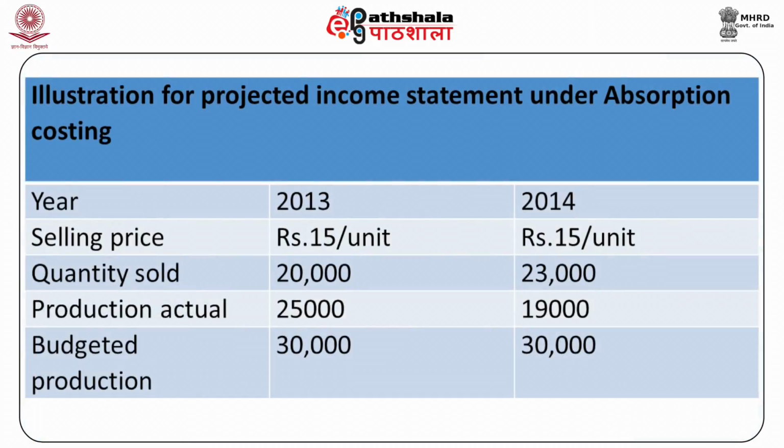Illustration for projected income statement under absorption costing. The years 2013 and 2014. The selling price in 2013 is rupees 15. The quantity sold is 20,000. The production actual is 25,000. The budgeted production is 30,000.